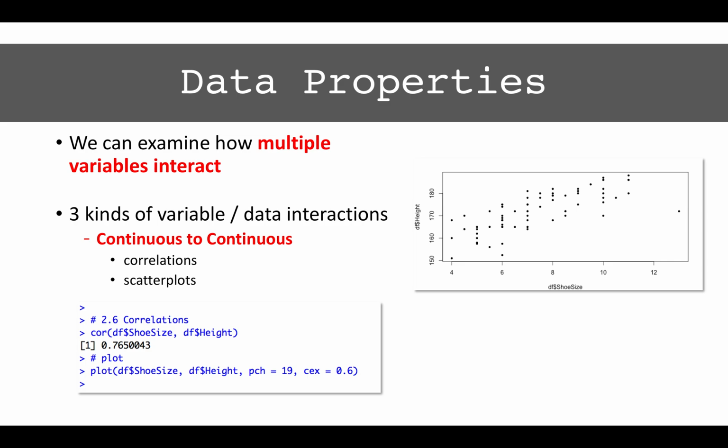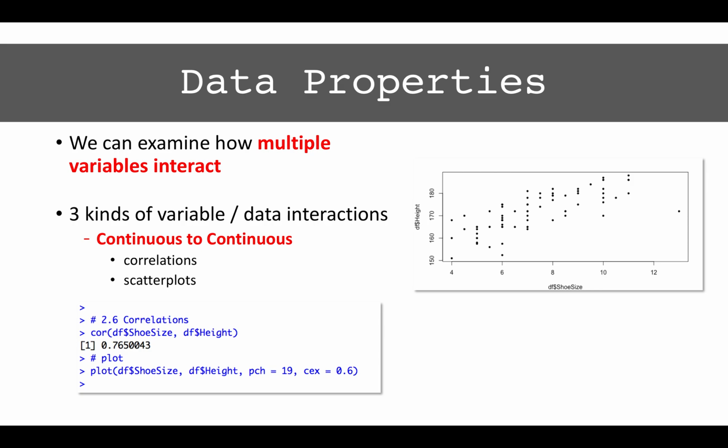There looks to be a fairly strong relationship between these, perhaps understandably. We can quantify that relationship using a correlation statistic, a correlation measure, using the cor function in R. This tells us that there's a correlation of 0.765. It tells us that it's positive and fairly strong. A correlation of 1 would be a perfect positive correlation, and a correlation of -1 would be a perfect negative correlation. Correlations range between -1 and 1.